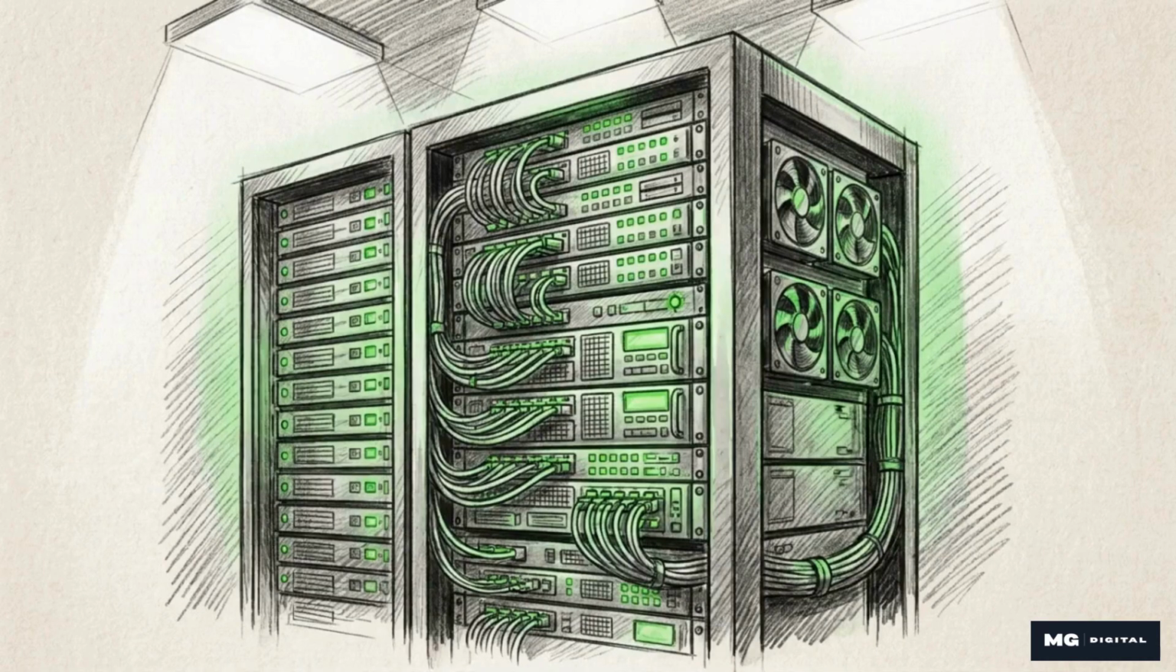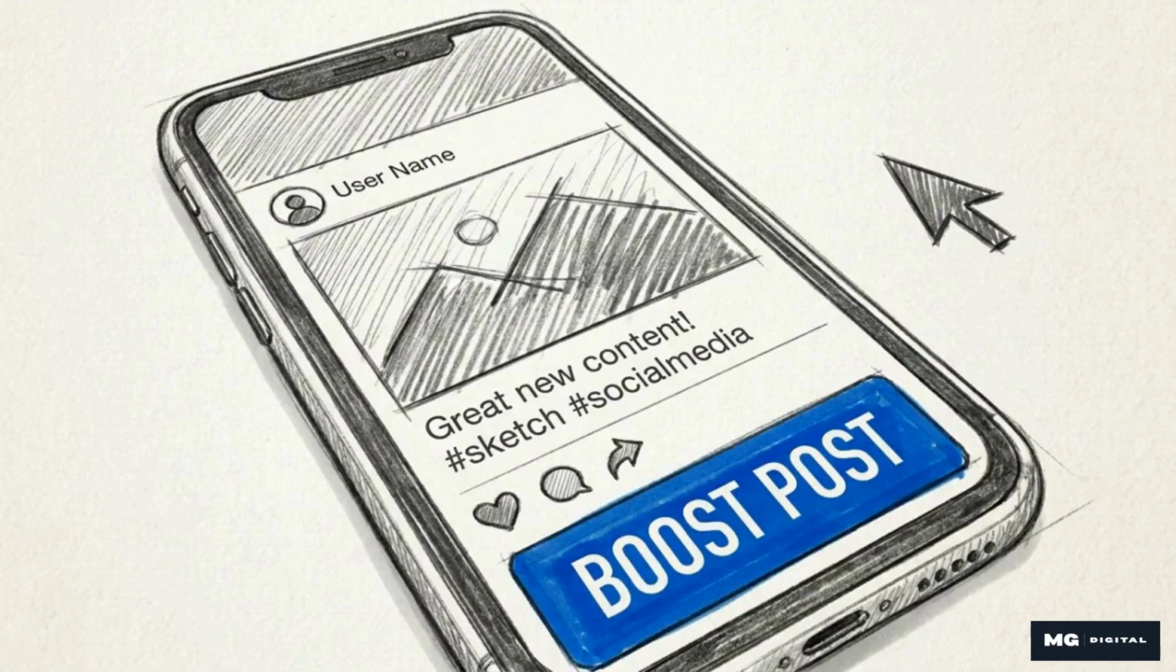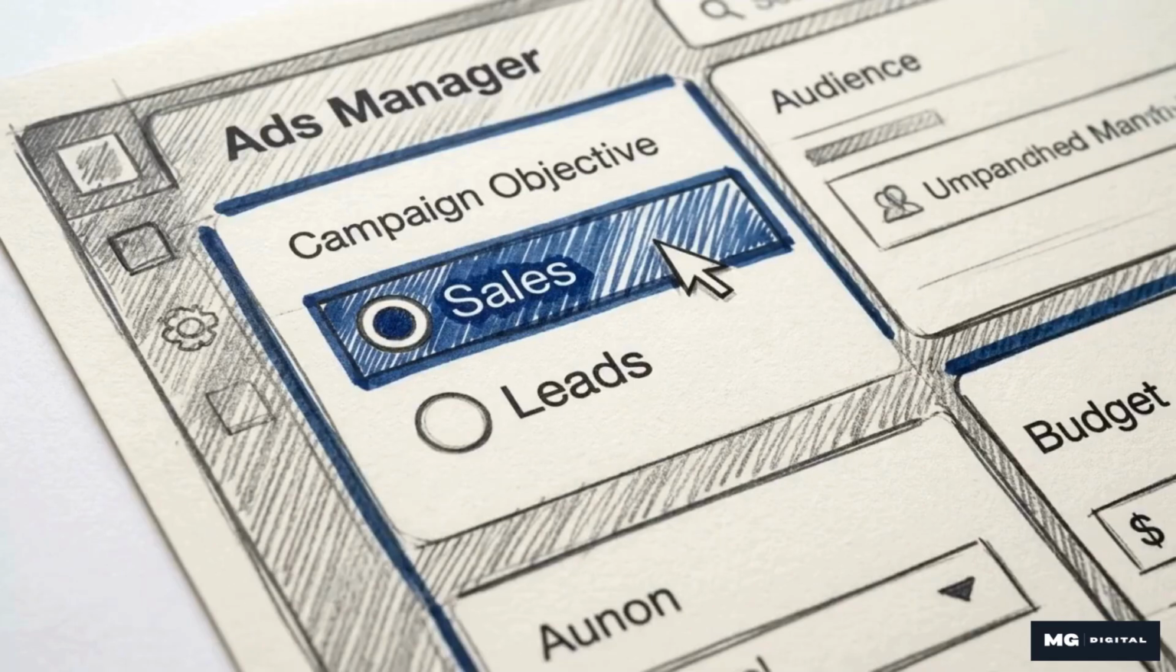When local ads fail, it is rarely because the platform itself is broken. It is because the system is misconfigured to chase vanity metrics instead of business outcomes. The first step is leaving the boost button behind. You need to build your campaigns inside Ads Manager and select a strict objective, like sales or leads.